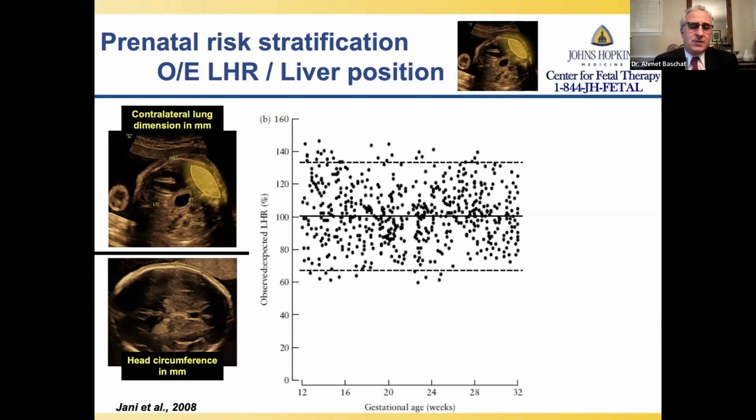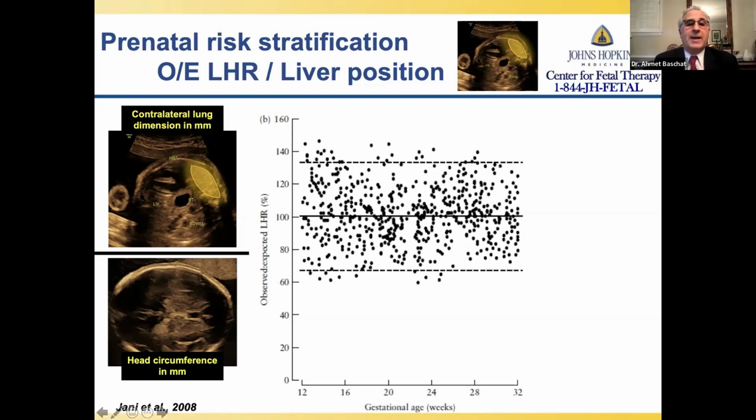Our ability to predict the severity of lung compression is ultrasound based, and there's a measurement called the observed to expected lung to head ratio, which in very simple terms can be expressed as the percentage of lung size. If a normal lung is 100%, and it's only 50%, it's half compressed, and so on and so forth. The lung that we look at is on the other side of the hernia.